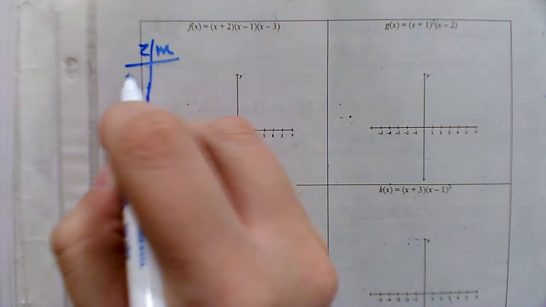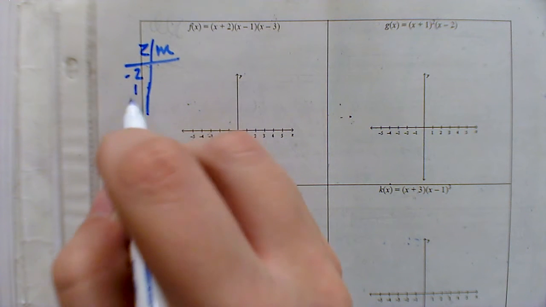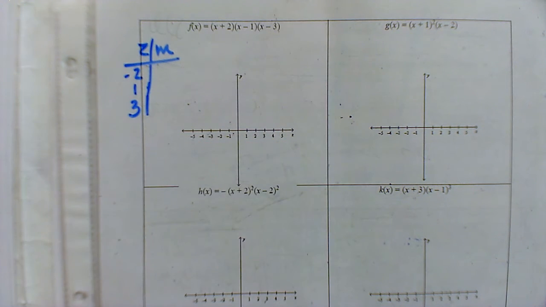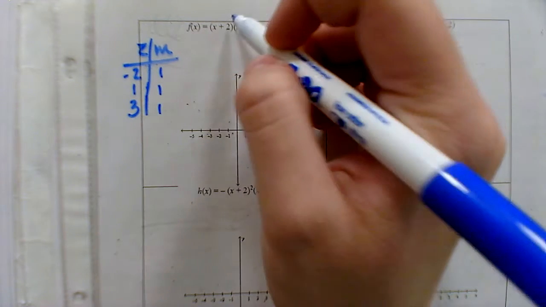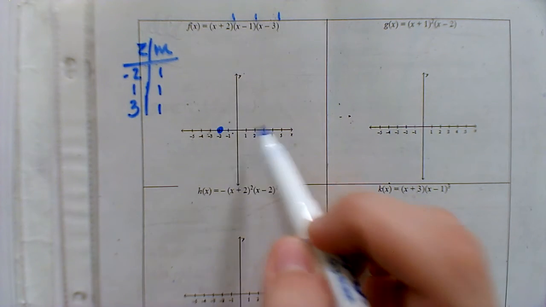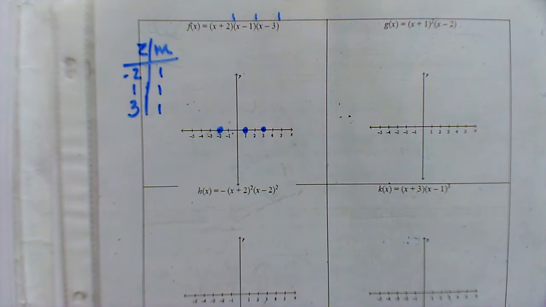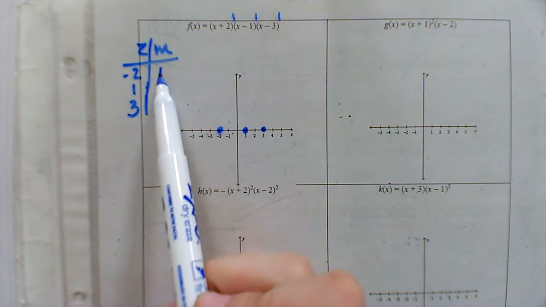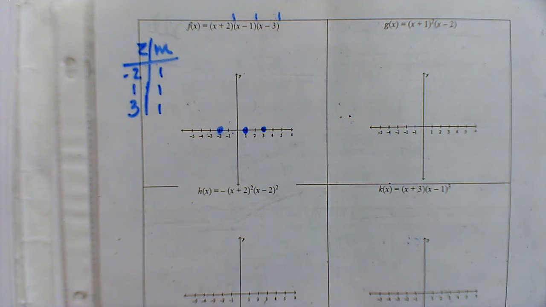Good, Marie? -2, 1, and 3, and their multiplicities? All ones. Good. Okay, we have powers of ones. So let's go ahead and graph those. -2, 1, and 3. But now we need those guiding arrows in there to help us determine how we specifically strike through the x-axis at these spots. So what we need to determine is what is the degree and what is that leading coefficient. Is it positive or negative?